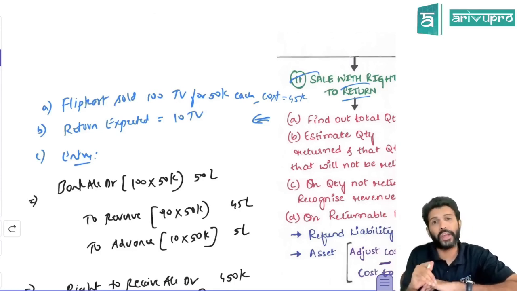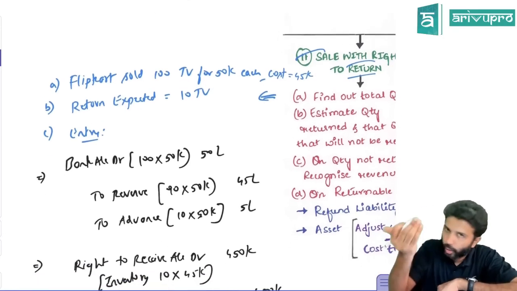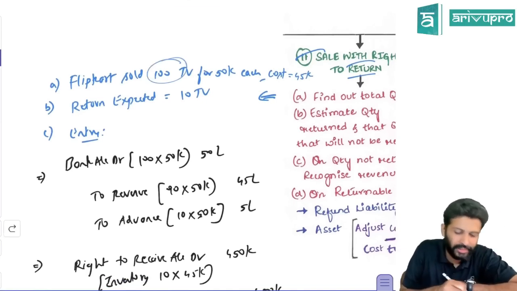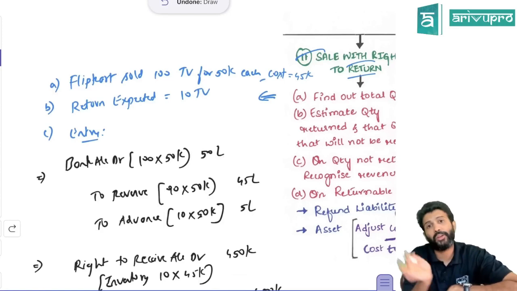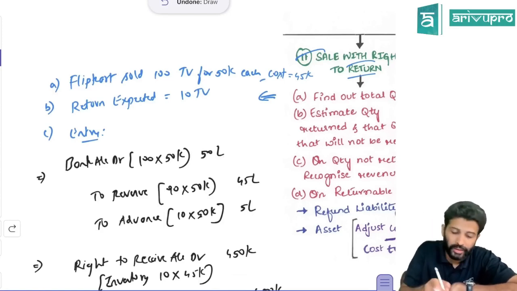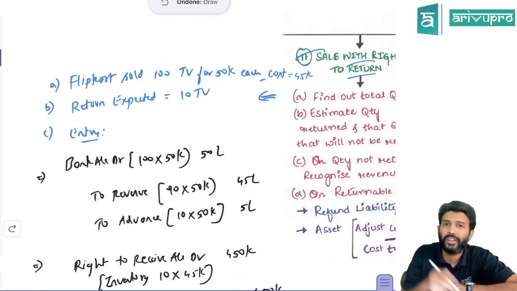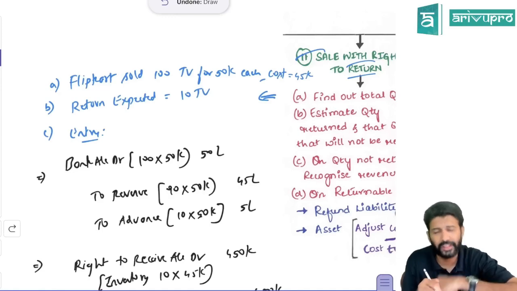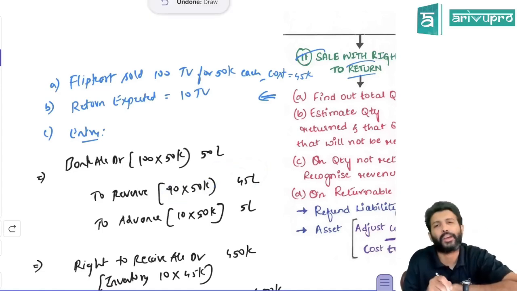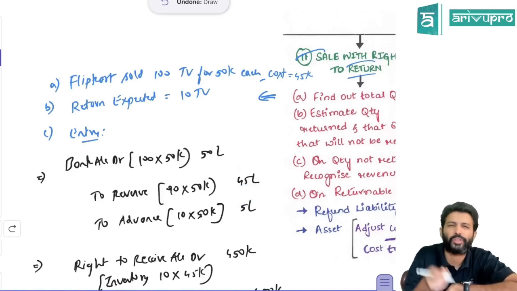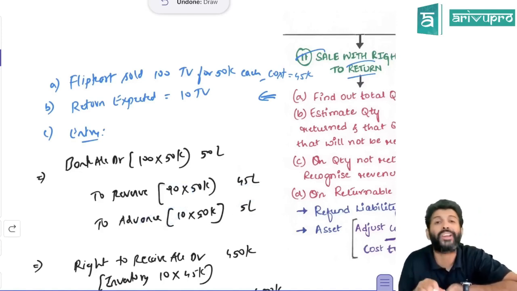So if you have already received the amount, what to do? Look at this journal entry. You already received the amount for 100 TVs. So bank account debit 100 into 50,000, which is 50 lakh. But can you recognize the revenue on all 100 TVs? No. In that, 10 are expected to get returned. That means only 90 are not expected to get returned. On 90 you can book the revenue. So 90 into 50,000, which is 45 lakh rupees. The balance 5 lakh rupees you will show as an advance.